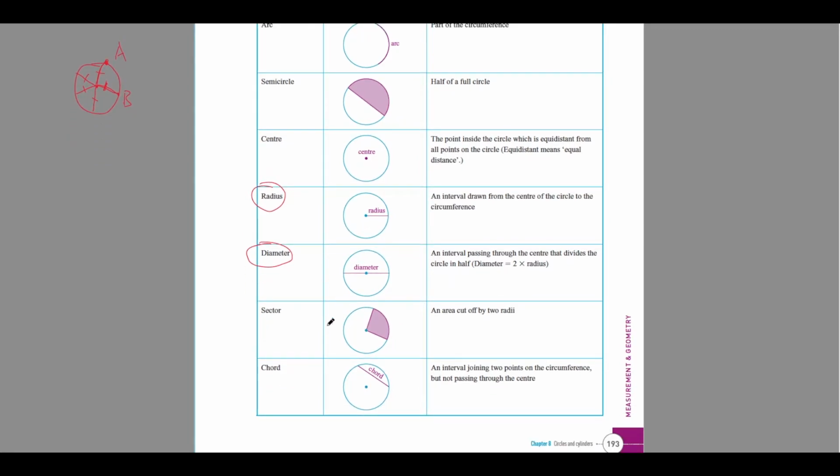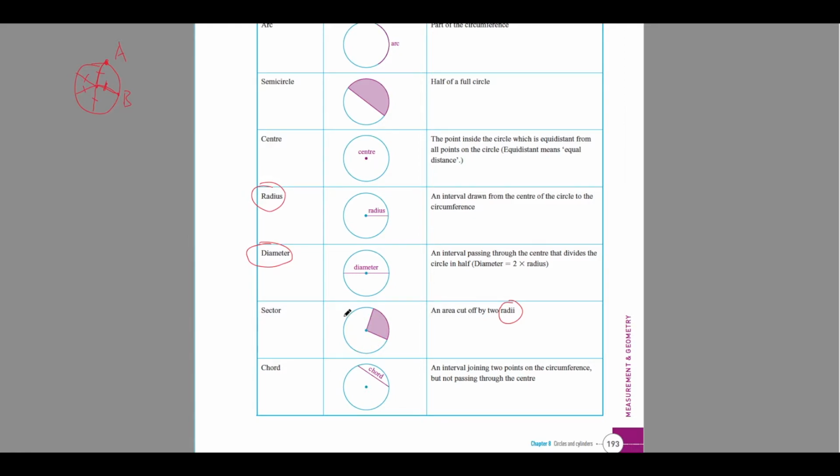A sector. A sector is an area cut off by 2 radii. Okay, so the plural of radius is radii. It's not radiuses. Okay, so it's radii. But basically, a sector is an area that's cut off by 2 radii. So this is one radius, this is another radius. So this area is called a sector. Another way you can think of a sector is like a slice. This is also a sector, but it's a fatter sector, right?